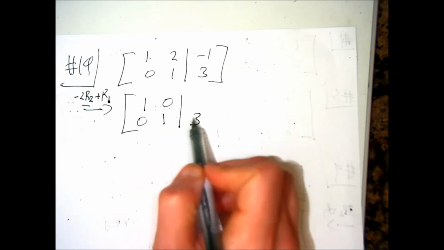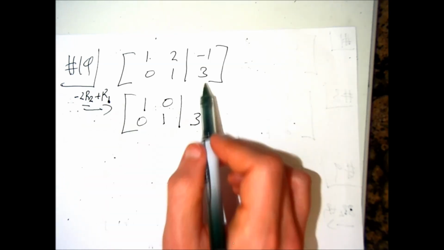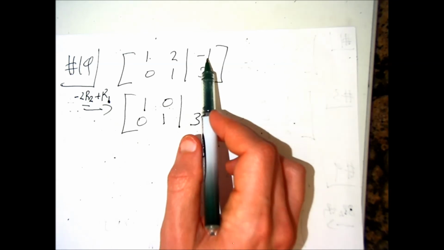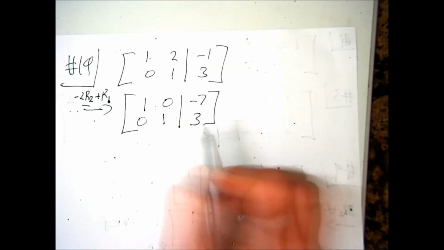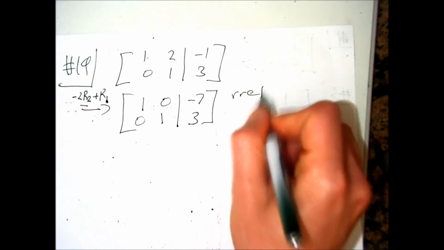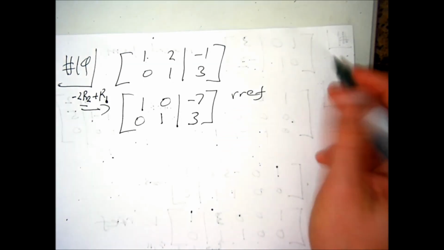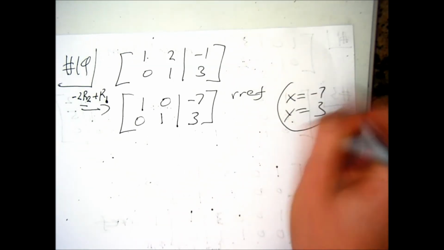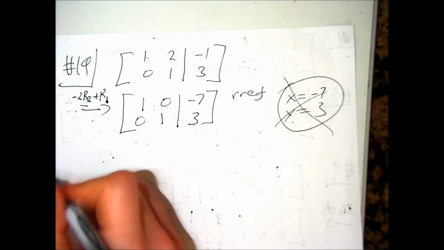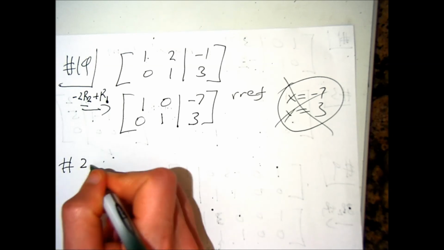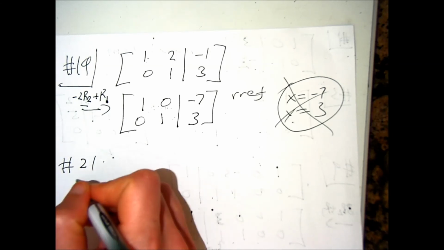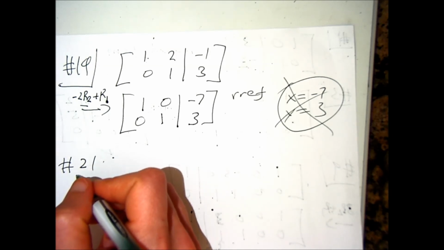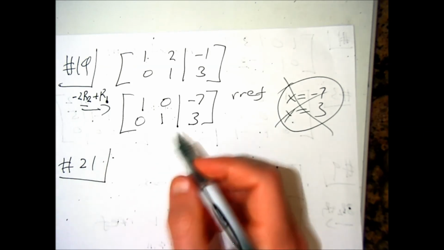And then this becomes a 0. And then negative 2 times 3 is negative 6, plus negative 1 is negative 7. So that tells me this is reduced row echelon form. More importantly, I know my solution is x is equal to negative 7 and y is equal to 3. But that's not what they're asking for. Just that's the point of all of this. Let's see. Number 21.